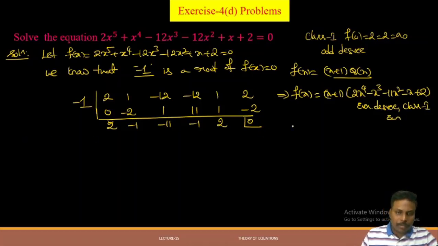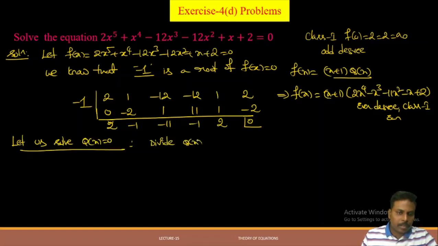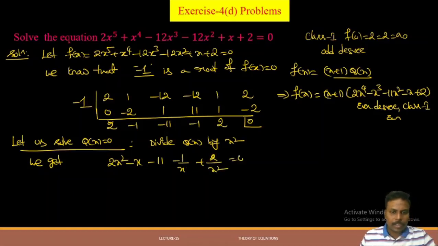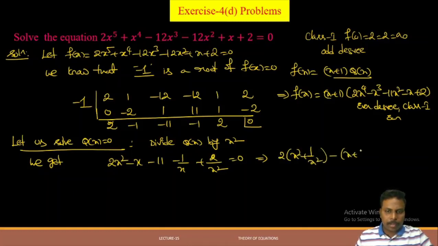So let us solve q of x. q of x is equal to 0. So for that, what we need to do, divide q of x by x square. We get 2x square minus x minus 11 minus 1 by x, sorry, minus 11 by x plus 2 by x square is equal to 0. So this is 2 into x square plus 1 by x square minus of x plus 1 by x minus 11 is equal to 0.